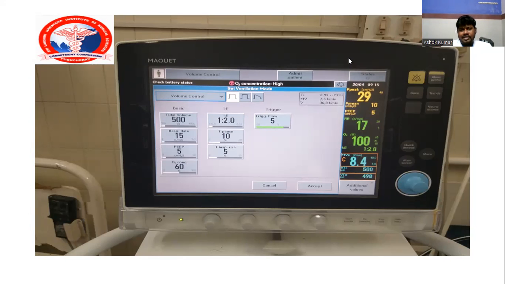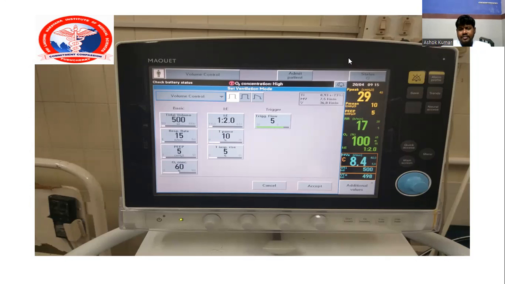Then inspiration and expiration ratio. Inspiration will normally be less than the expiration. We want to give more time for expiration, so inspiration will be lower. Most commonly used will be 1:2. And the inspiratory rate as well as keepers and trigger flow.